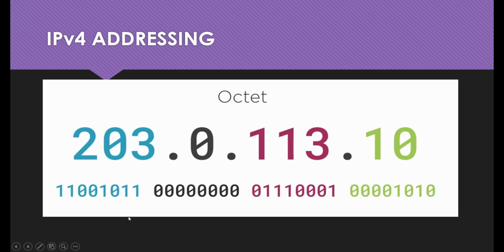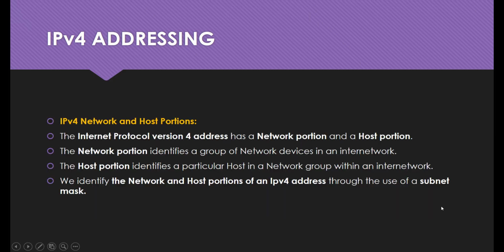So here is an example of an IP version 4 address, and we can see the octets of 4 numbers. The first number, which is 203, in binary form is 11001011, and we can see the separation with the dots notation, and this is how it would look in the binary format.